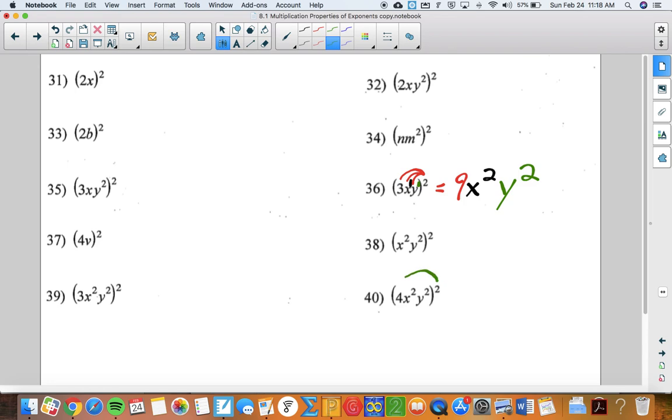Let's do number 40. I'm going to sprinkle the power of 2 into the 4, into the 2, and into the 2. So when I sprinkle a power to a number, it's the same as taking 4 to the power of 2, which is 16. Then when I take a base with a power raised to a power, I multiply those powers together. 2 times 2 is 4. And then y to the power of 2 raised to the power of 2, I multiply those powers together, so you get 4. Oh, I got a lot of 2's on here.